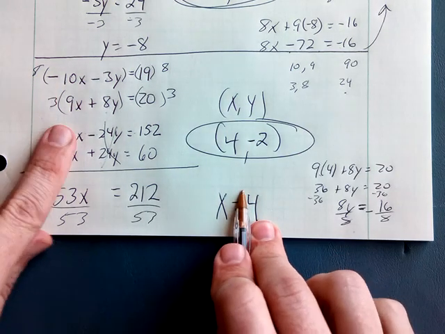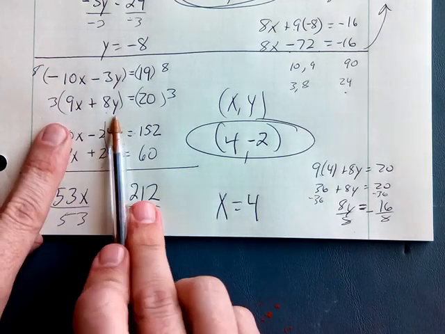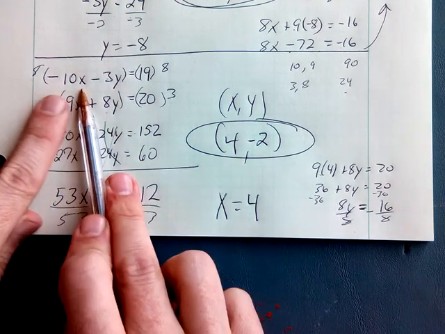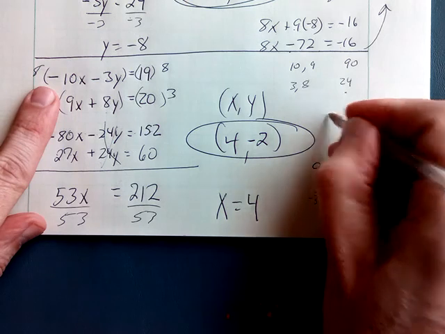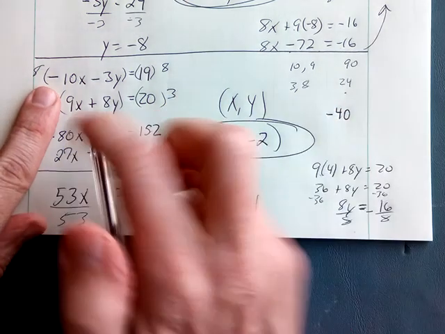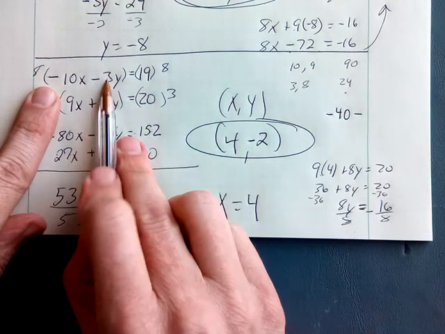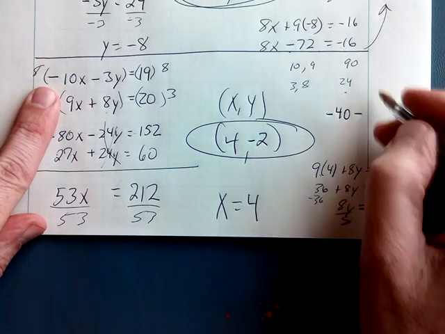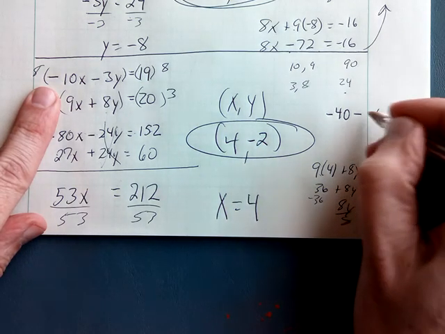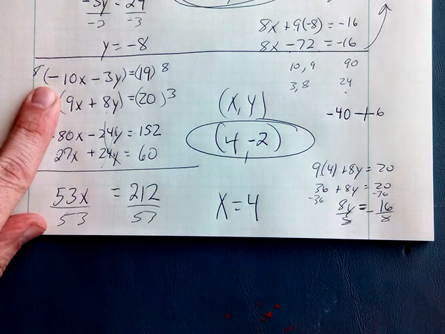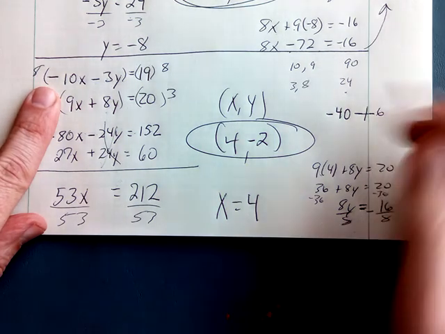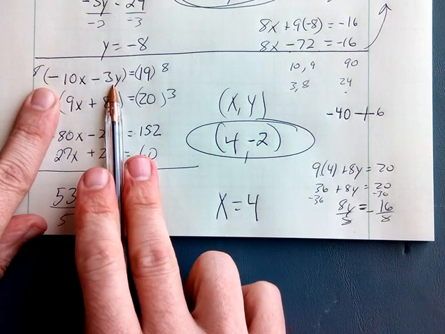Again, let's check our work. I used this equation to find my y value, so I'm going to check the top equation. What's negative 10 times 4? Well, that would be negative 40. Minus, what's 3 times a negative 2? Well, it's going to be a minus 6, so I actually have negative 40 plus 6. And I do not get 19. So what did I do wrong?